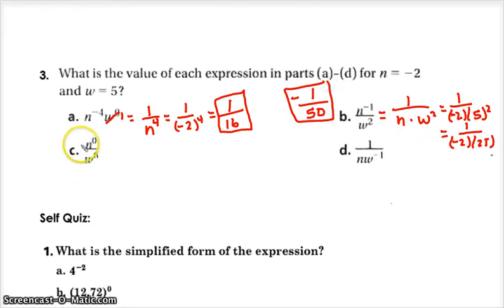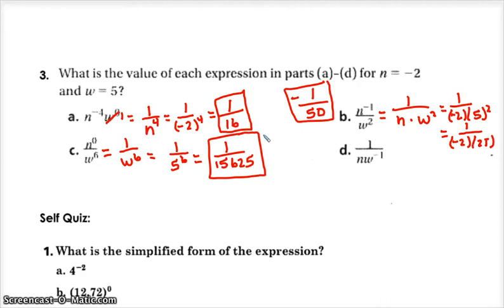All right, looking at part C. I know anything to the 0 power is 1, so when I rewrite this, when I simplify, I get 1 over w to the sixth. When I substitute in to evaluate, I get 1 over 5 to the sixth power. I can again refer to my exponent table. I know that 5 to the sixth power is 15,625. And that'll be my final answer.